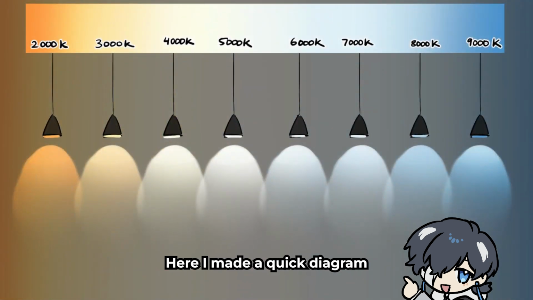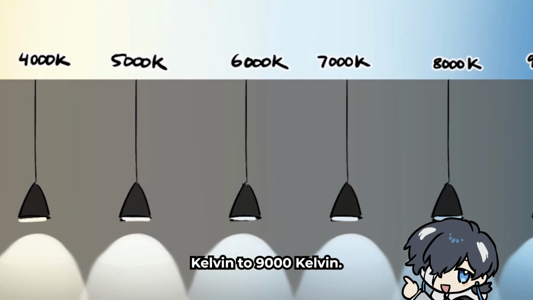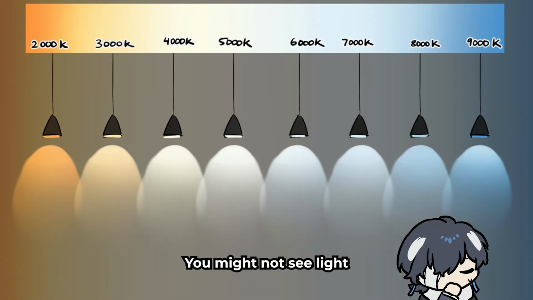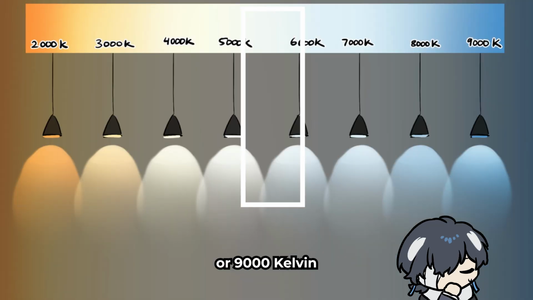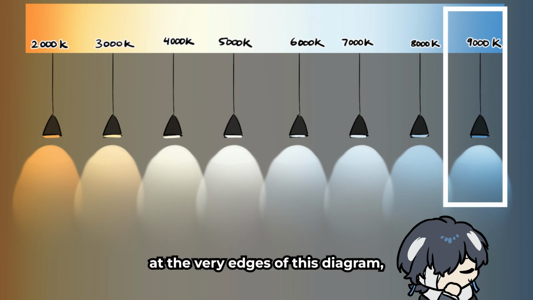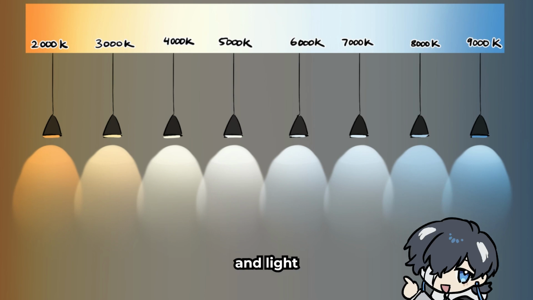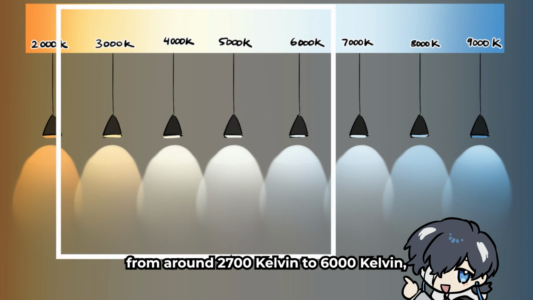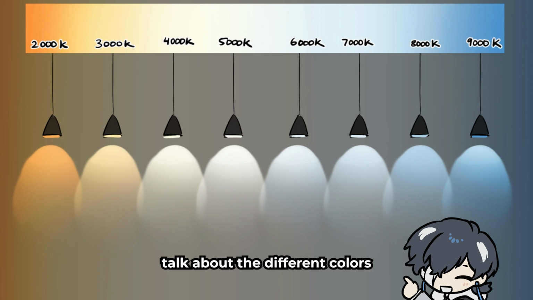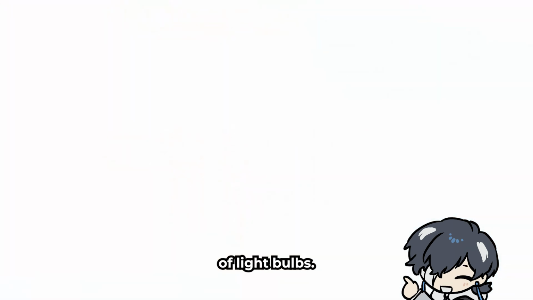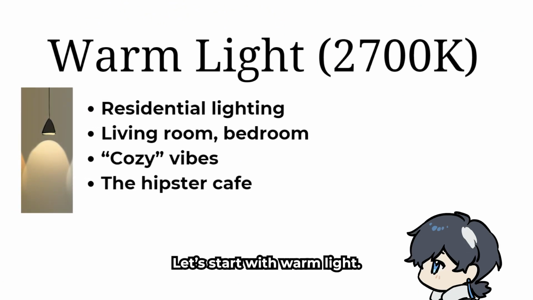Here I made a quick diagram of different light bulbs at different color temperatures, ranging from 2000 Kelvin to 9000 Kelvin. You might not see light bulbs at 2000 Kelvin or 9000 Kelvin very often since they're at the very fringes of this diagram, which means they're either very warm or very cool, but the middle range of colors in light bulbs, particularly ranging from around 2700 Kelvin to 6000 Kelvin, is what would be most common for average light bulbs. So let's talk about the different colors of light bulbs. Let's start with warm light.